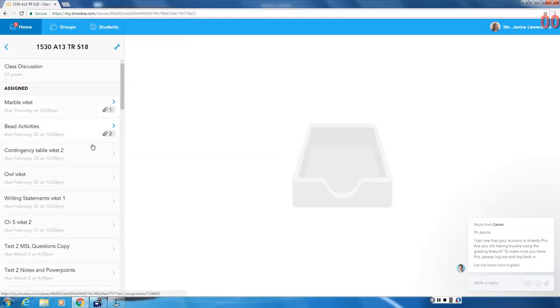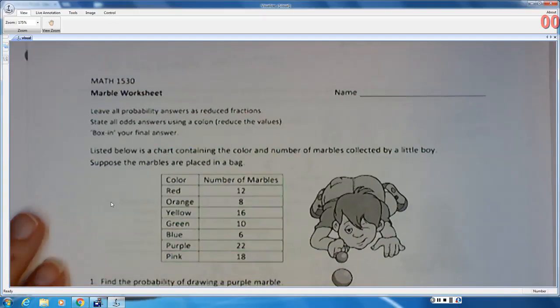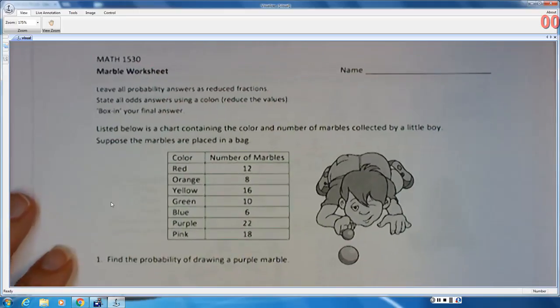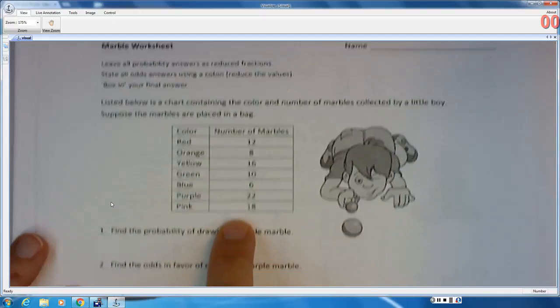Marble worksheet. Now, here's what it looks like. It looks different on Shobi. It doesn't have that picture of the boy there. It has a picture of a group of children playing with marbles, I think. And it's 3 pages on Shobi, but it's 1 page in D2L. It's the same worksheet. You've got 12 red marbles, 8 orange, all these different colors.